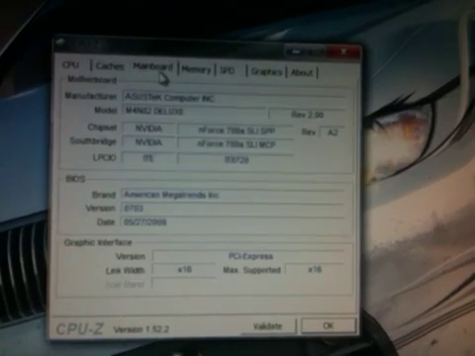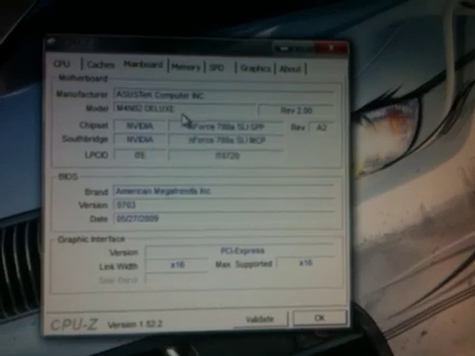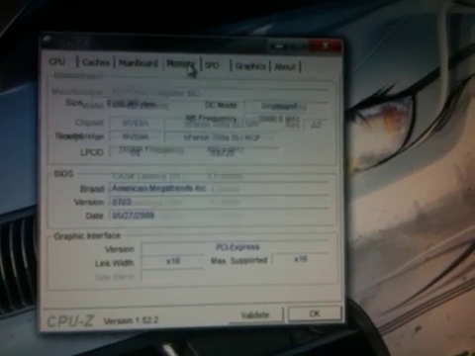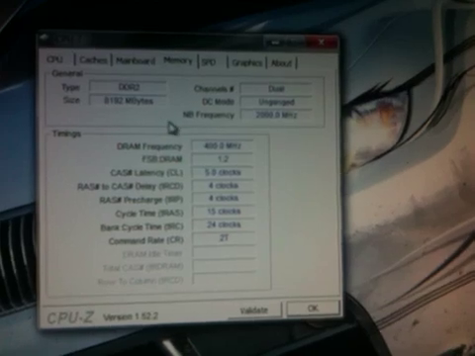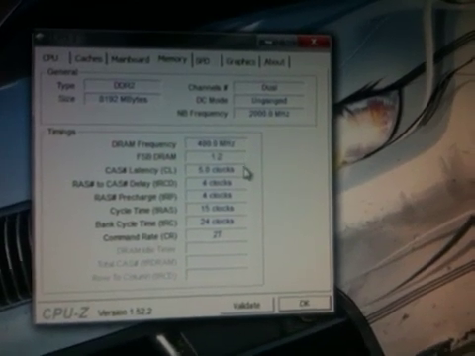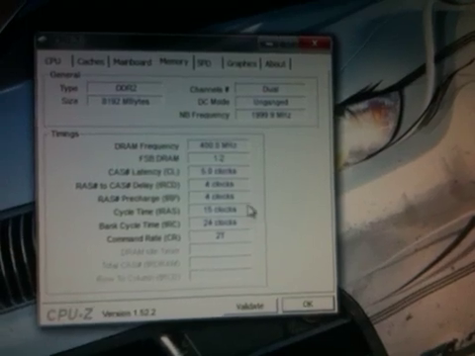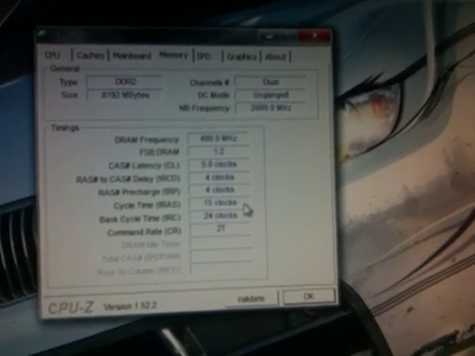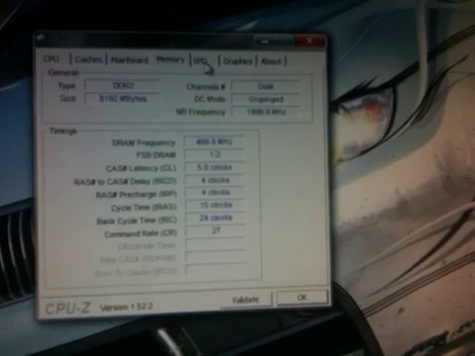I don't think any information here is going to do anything. My motherboard, maybe, if that'll help in any way. My memory, it's DDR2, 8 gigs. It's running at 5-4-4-15, which is what it's supposed to be running at stock. I haven't done much to that.